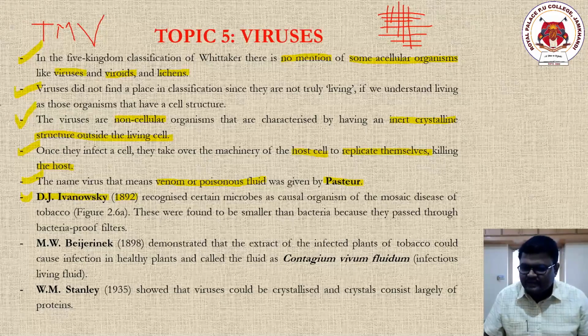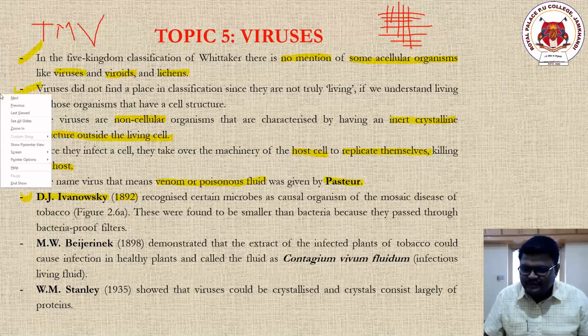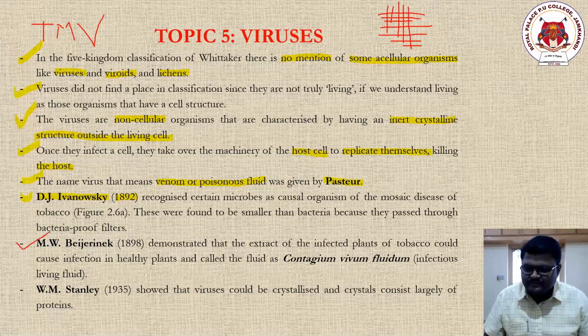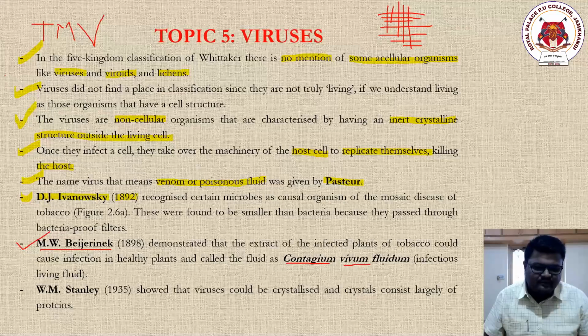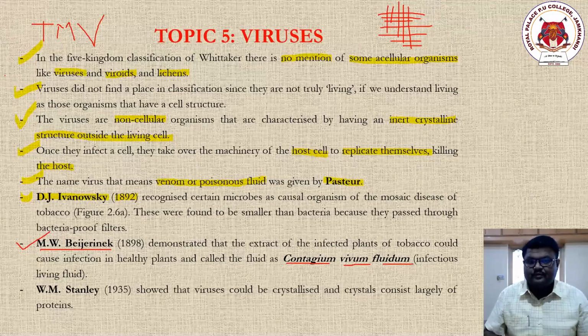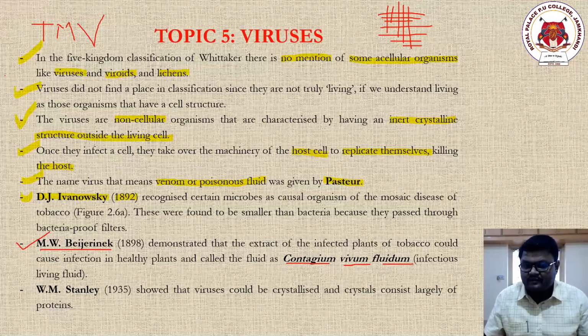The next thing is about Beijerinck, the next scientist. M.W. Beijerinck demonstrated that the extract of infected tobacco plants could cause infection in healthy plants, and he called it contagium vivum fluidum. So this scientist, M.W. Beijerinck, took it to the next level.